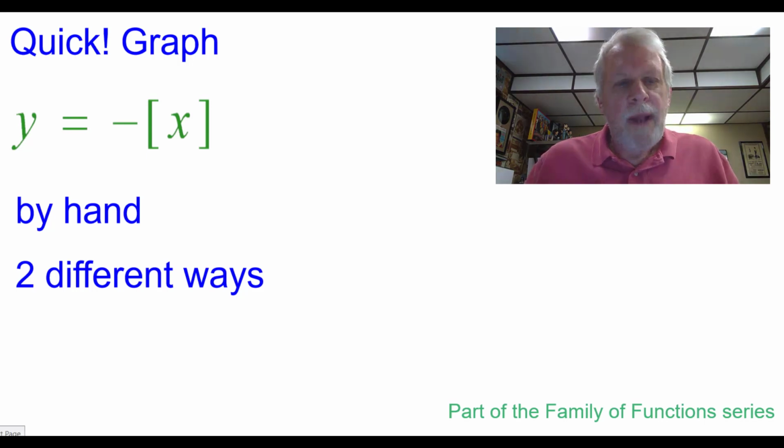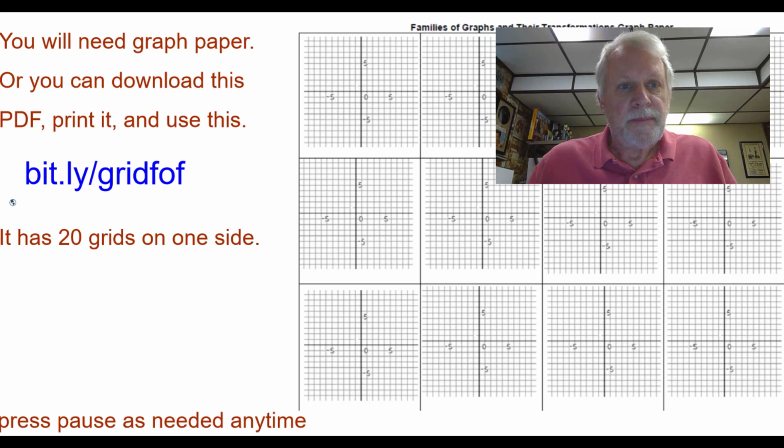Quick, graph y equals the opposite of the greatest integer of x by hand, 2 different ways. This is part of the family of functions series. You will need graph paper, or you can download this PDF and print it. Press pause as needed anytime during this video.